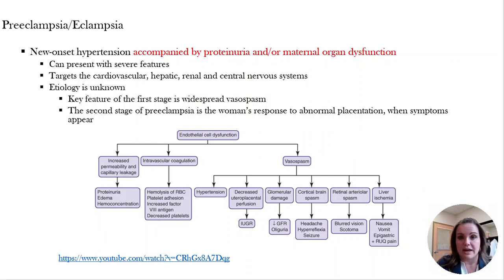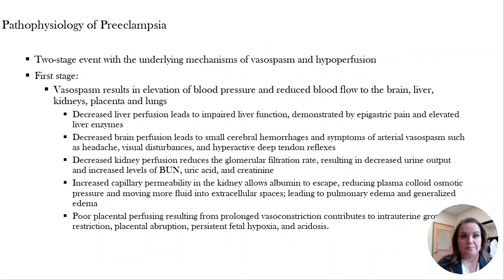All of these other things happen because of the original endothelial cell dysfunction, which then trickled down to the increased permeability and capillary leakage, intravascular coagulation, and vasospasm, which because of those issues causes all these other things. So again, the first stage was vasospasms, which results in elevated blood pressure and reduced blood flow to the brain, liver, kidneys, placenta, and lungs. Sounds kind of scary, right?